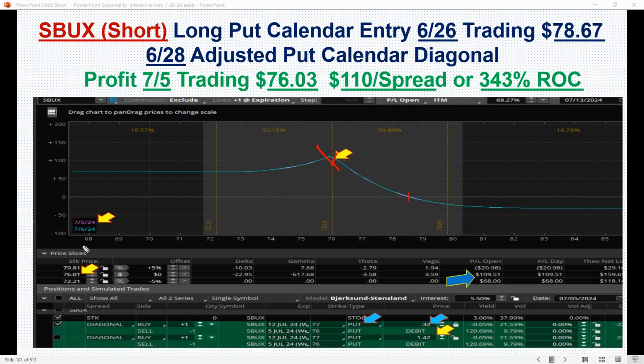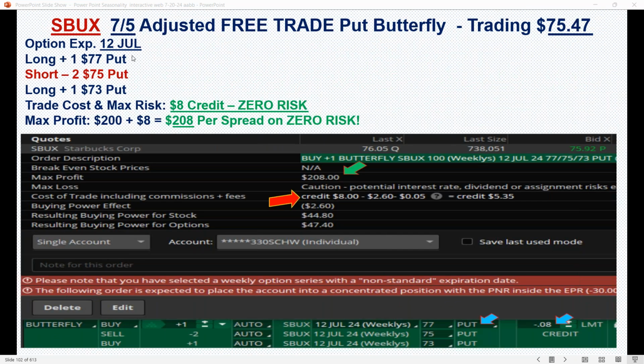Now this went out on the 5th, and this went from 32 bucks to 142. So just the calendar by itself was up $110 per spread, or a 343% return after the adjustment. And then we adjusted the balance to this butterfly, which turned out to be 0 risk. If you take the course or join us, you'll learn how to do this.